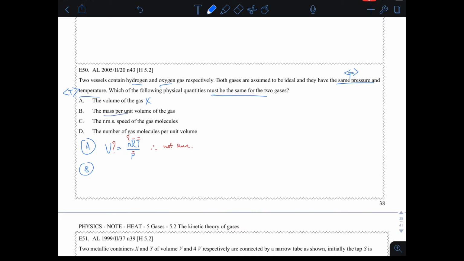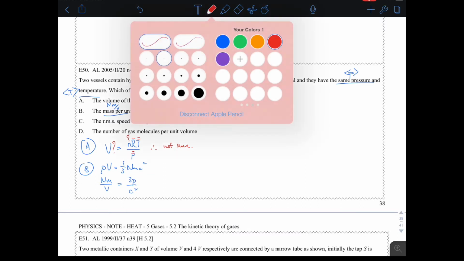The mass per unit volume. Mass per unit volume means m over V, somehow like the density. Then we have to think of an equation that got V and M at the same time. Then we have PV equals 1/3 nmc squared. And we want mass per unit volume, right? Here the mass means the total mass, so it should be nm over V. Okay, then we have nm over V equals 3p over c squared.